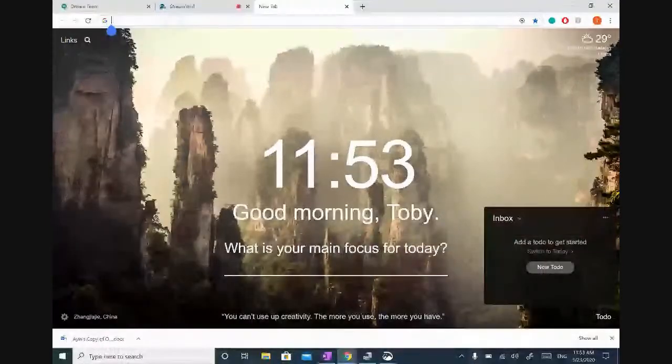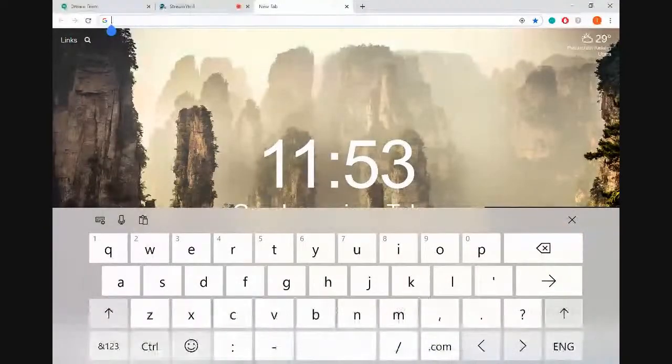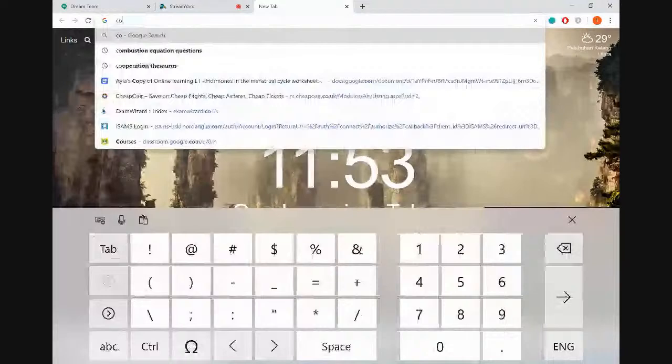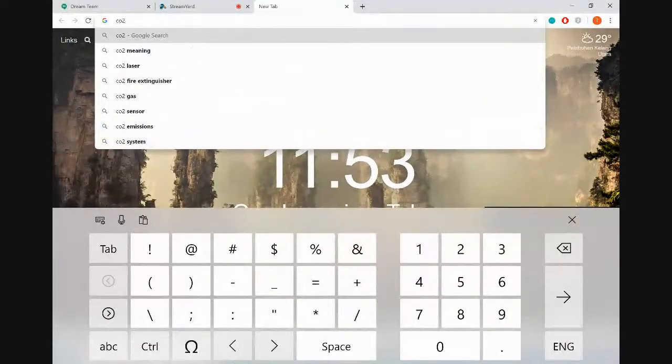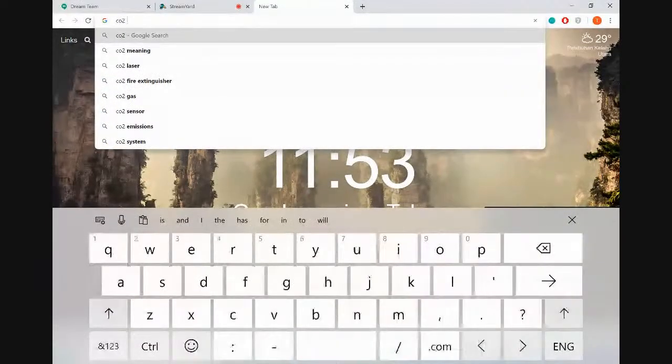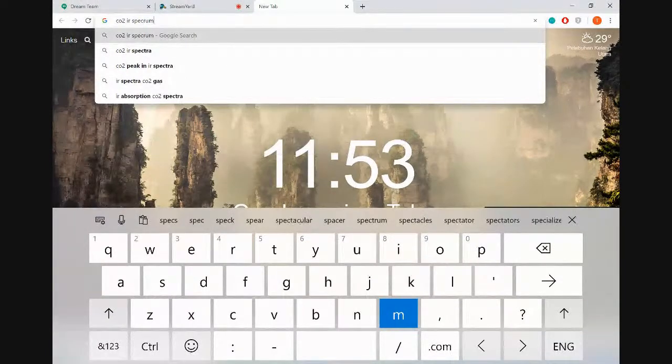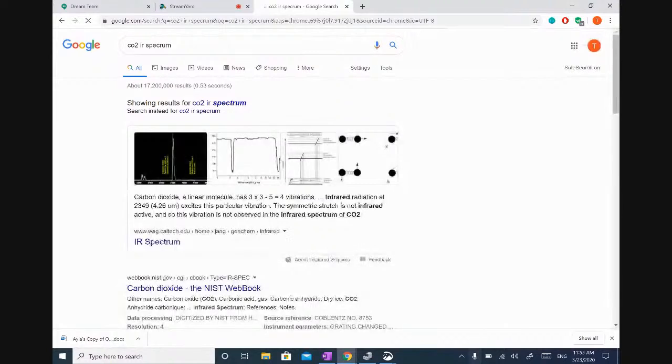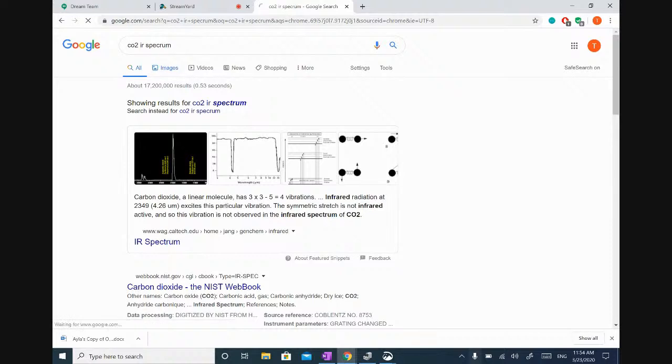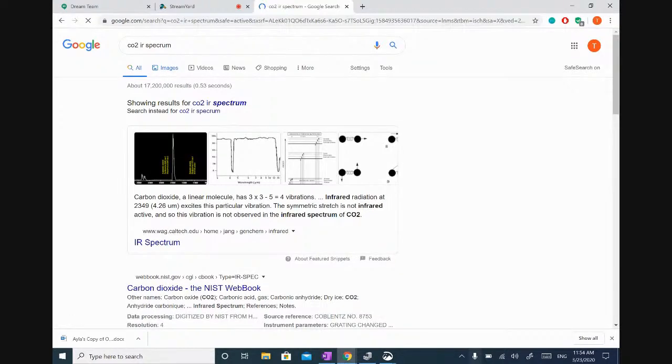If we quickly look at the spectrum, let's do CO2 infrared IR spectrum. And if you're wondering what the noise is, I'm just putting a little fan on my laptop to try and cool it down a bit because it's having a minor freak out, and it'd be good just to cool it down a little bit.